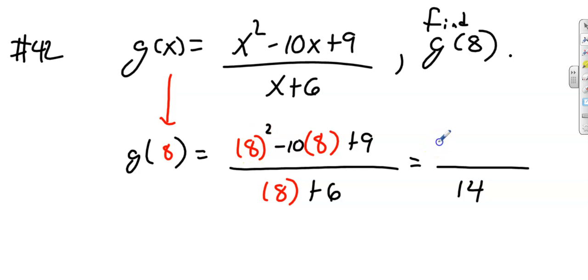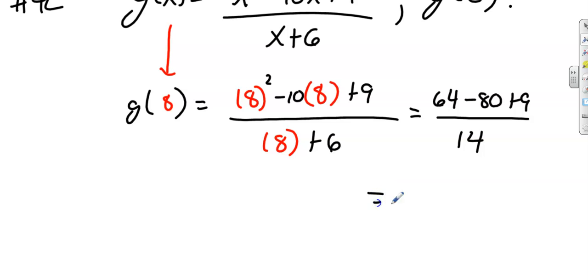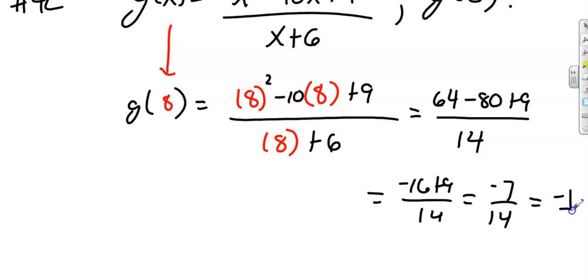So 8 squared is 64. 8 times 10 is 80, plus 9. 64 minus 80 is negative 16. Plus 9 would make that be negative 7 over 14. And that one you could simplify down to make it negative 1/2.